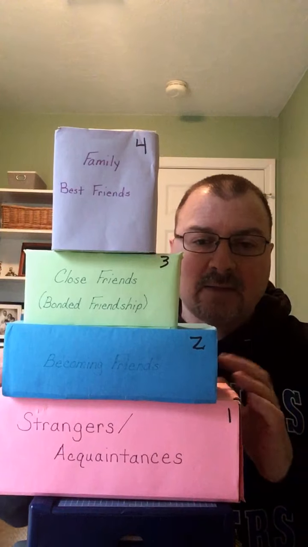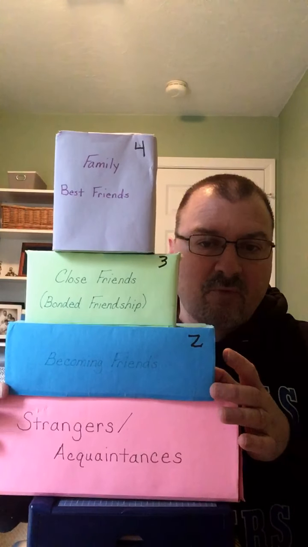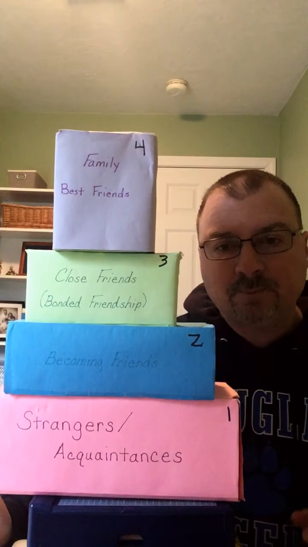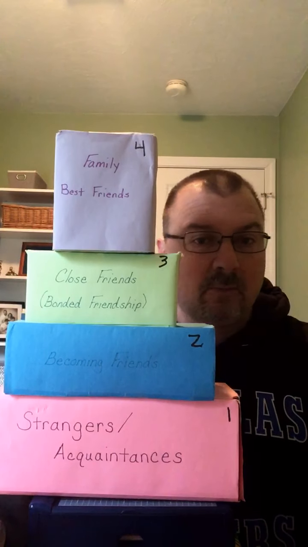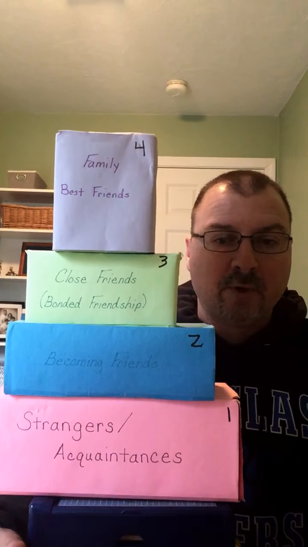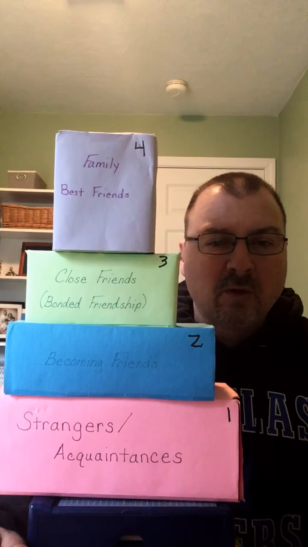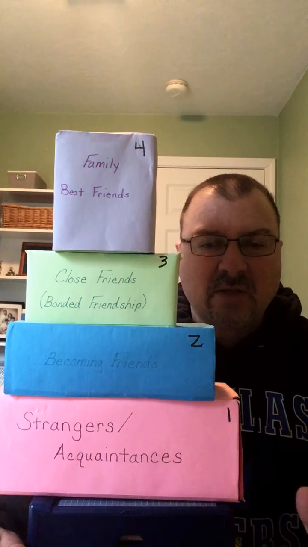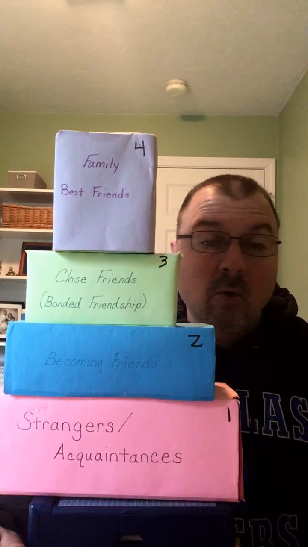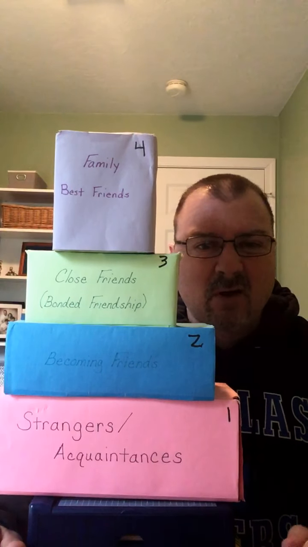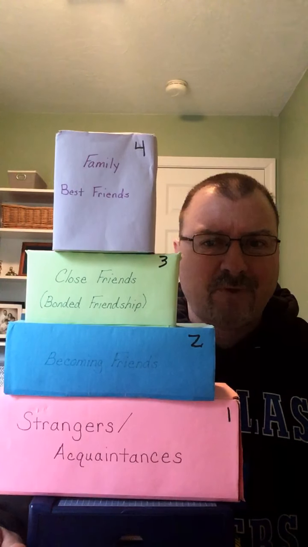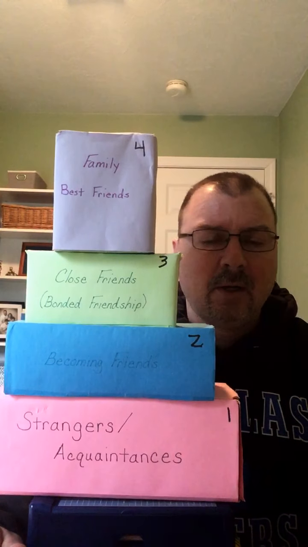The blue box is our next level, and that's where we become friends. This is someone that we know. We may know their name. We've maybe spent a little bit of time with them, whether it's in school or at work. We might even know a little bit of information about them. We might know what town they live in. We might know how old they are. We might know some of their preferences, like favorite restaurant or favorite color, favorite number.